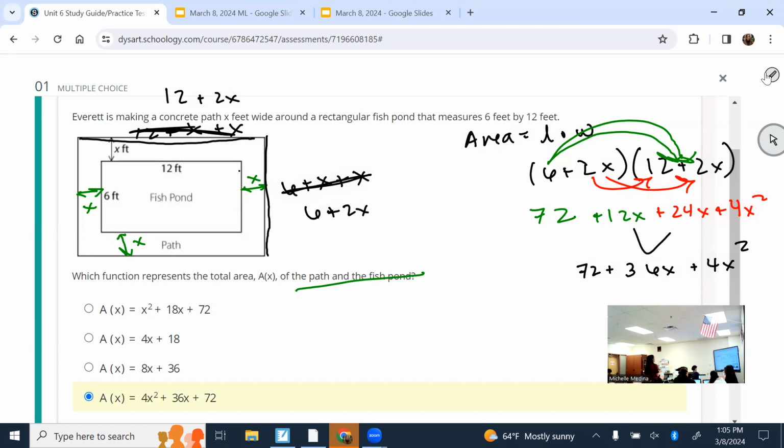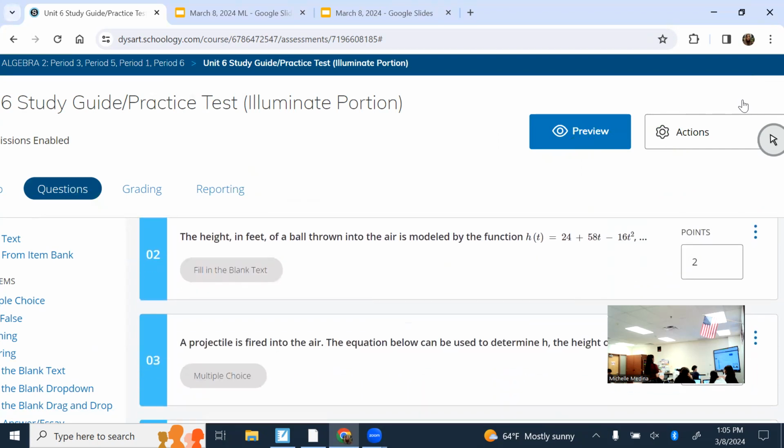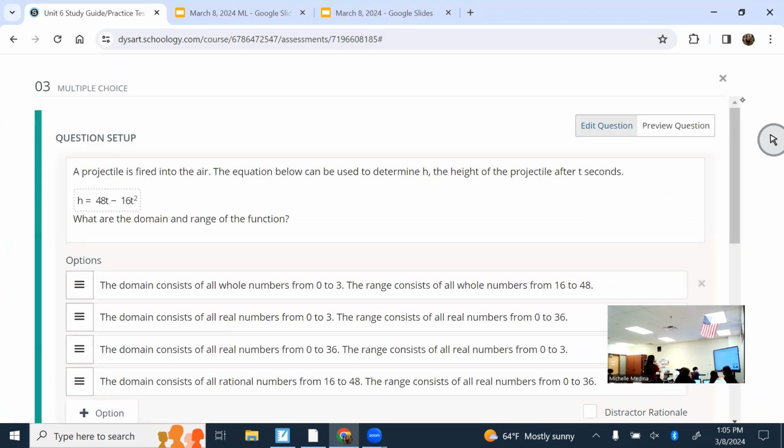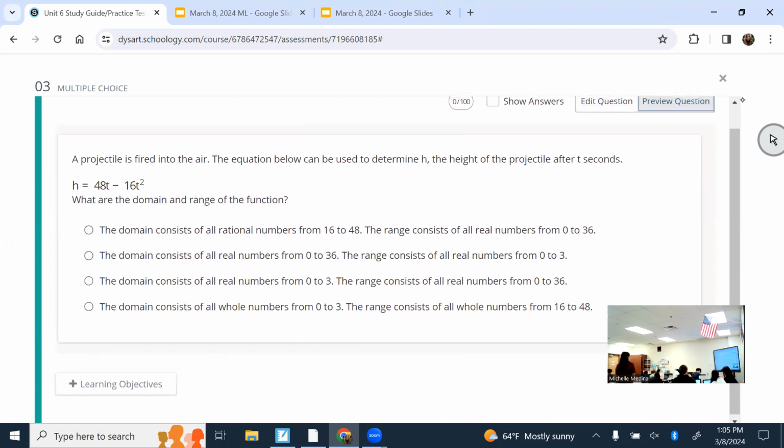So number 3 on this one. A projectile is fired into the air. The equation below can be used to determine h, the height of the projectile after t seconds. What's the domain and range of the function? So domain refers to all the what in a function? X's, and range refers to all the y's. If you don't know that, an easy way to remember that is Dr. XY, just to know which is which.